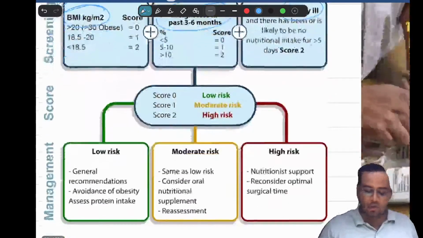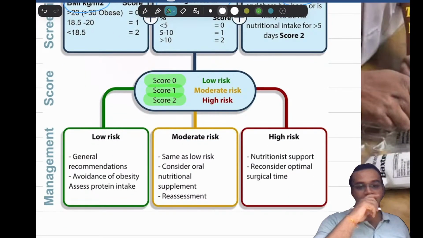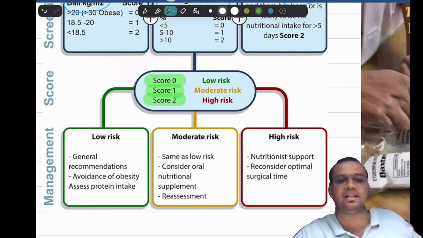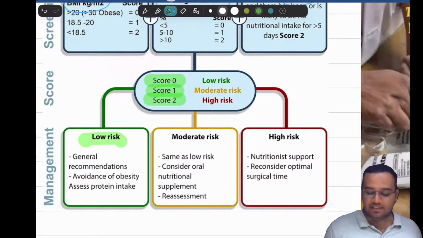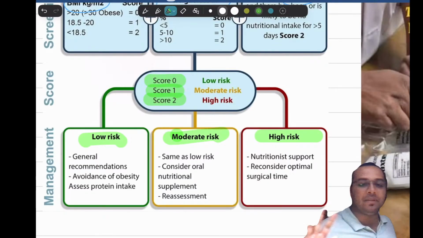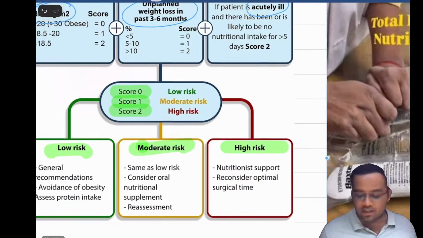So whenever the score is going to be, we are going to check if only one parameter is present, if 2 parameters are present, if 3 parameters are present, or no parameters are present. So no parameters, low risk. 1 parameter, it is moderate risk, and 2 out of 3 of the parameters present means high risk. So it means that you need to refer the patient to a nutritionist.